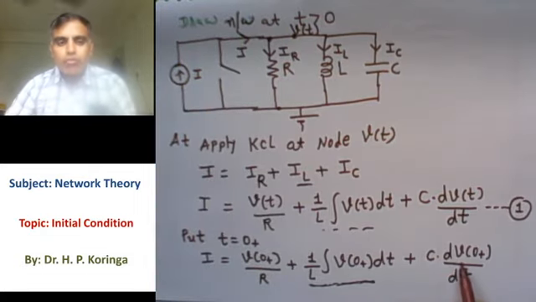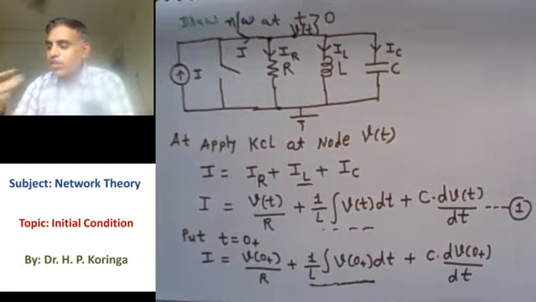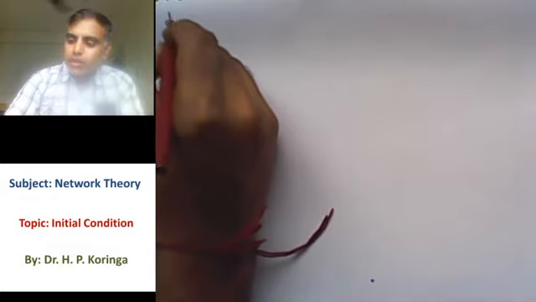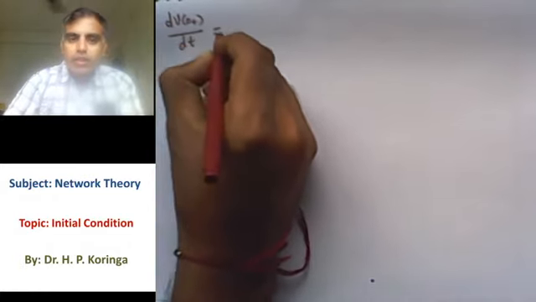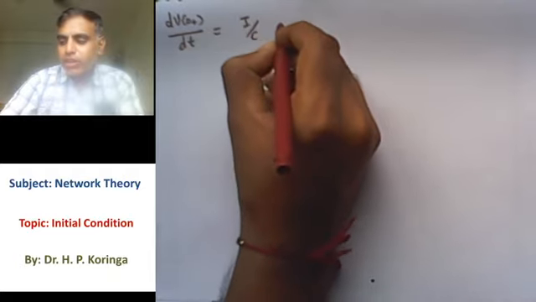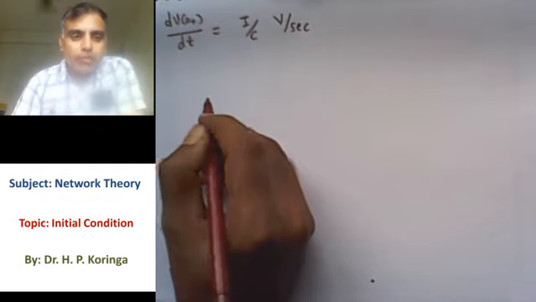And our interest is to find dV0 plus divided by dt. And V0 plus is also 0. So dV0 plus divided by dt is I divided by C. So we get dV0 plus divided by dt is equal to I divided by C. Unit is volt per second.